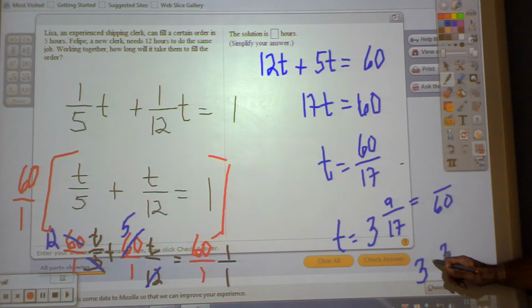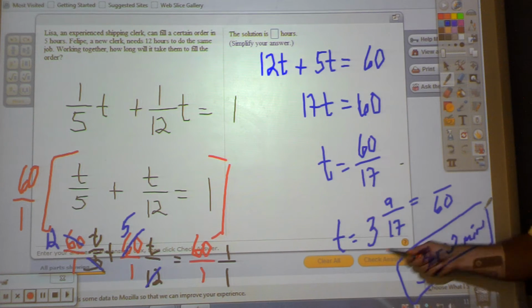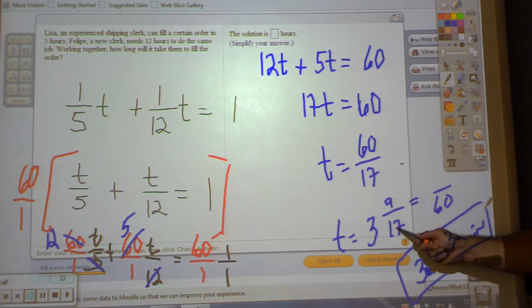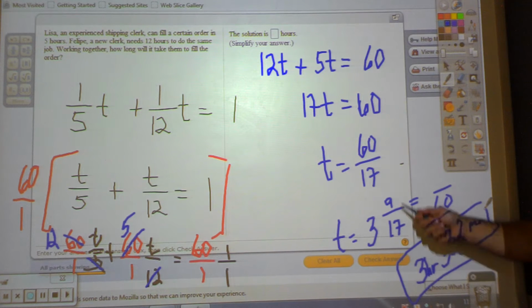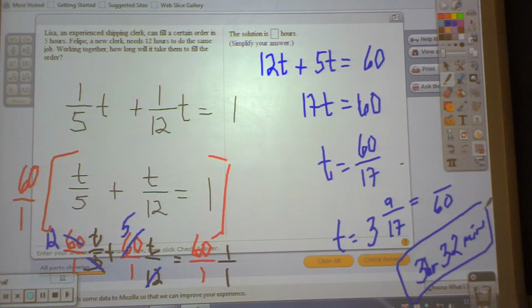I thought it was 3 hours, 9/17 of a minute. No, this is all in hours. Okay. So this is 9/17 of an hour, which is just about half an hour because 9/18 would be half. Okay, got it. So 32 minutes.